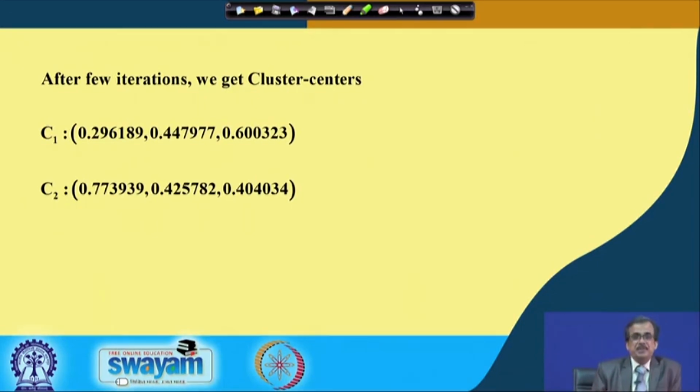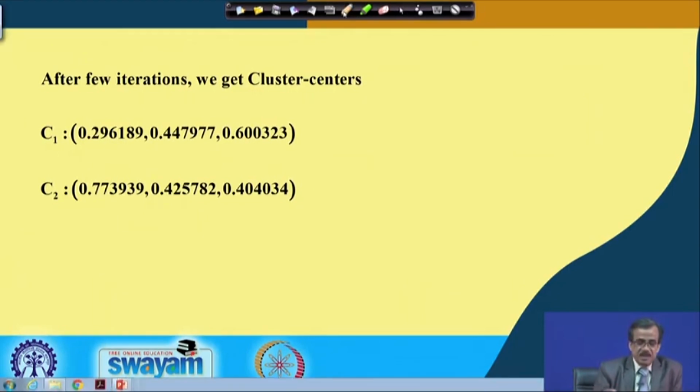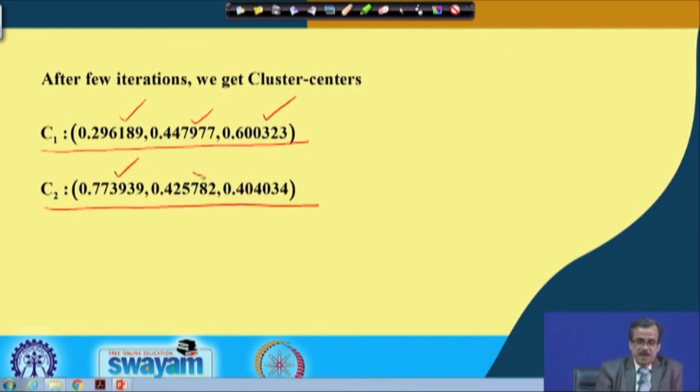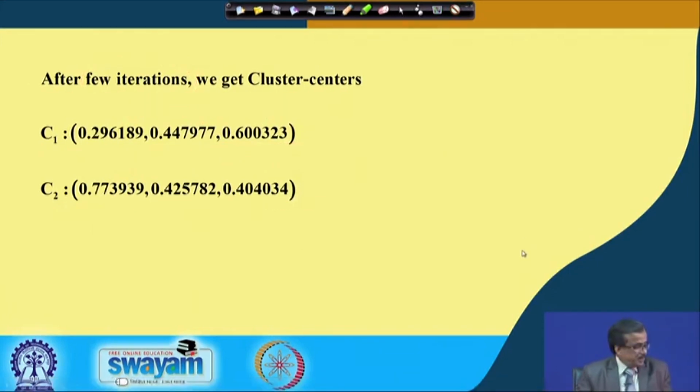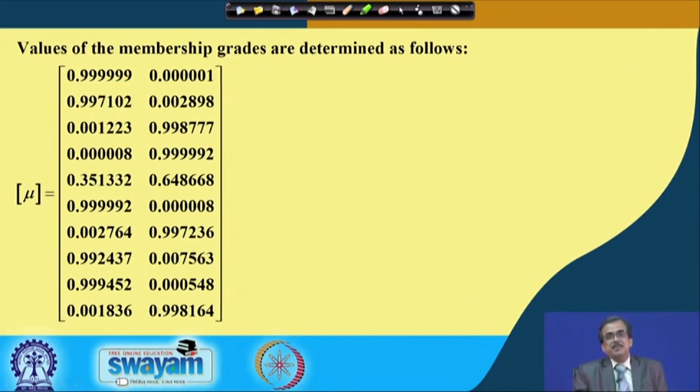After a few iterations, there is a possibility that the cluster centers will be something like this: the first cluster center having x, y and z coordinates, the second cluster center likewise with x, y and z coordinates. We get this after running the algorithm for a few iterations, might be 20 or 30 iterations. It is a very simple problem. So, we will be getting modified cluster centers, and corresponding to that, the modified mu values, that is, the membership function values.